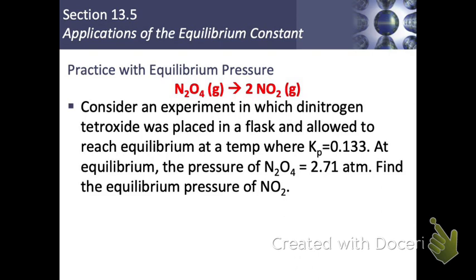This one says, consider an experiment in which dinitrogen tetroxide was placed in a flask and allowed to reach equilibrium at a temperature where Kp equals 0.133. So Kp is what we're looking at here. We don't have a relationship between Kp and Q, so we won't look at any connection there. At equilibrium, the pressure of N2O4 is 2.71 atmospheres. Find the equilibrium pressure of NO2. Any thoughts about how we can go through this?